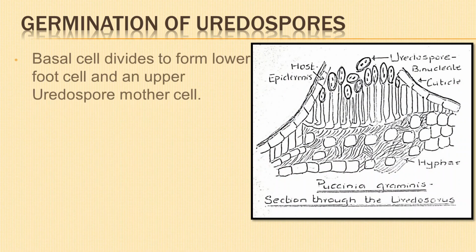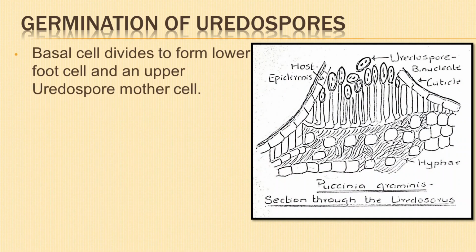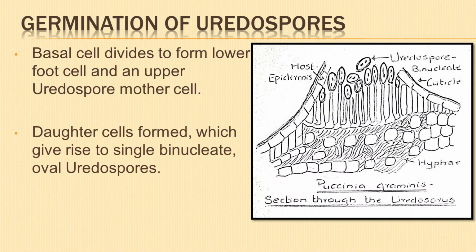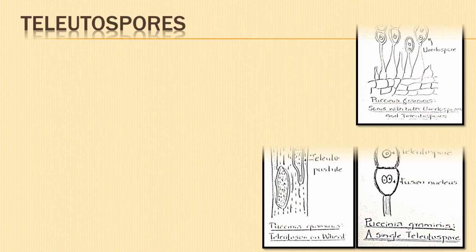A layer of binucleate flat cells called basal cells are formed, which elongate vertically and then divide transversally into a lower foot cell and an upper urediospore mother cell. From the latter, daughter cells are formed which swell and form single binucleate oval urediospores, and the lower cell matures into a stalk. Next are the teliospores.